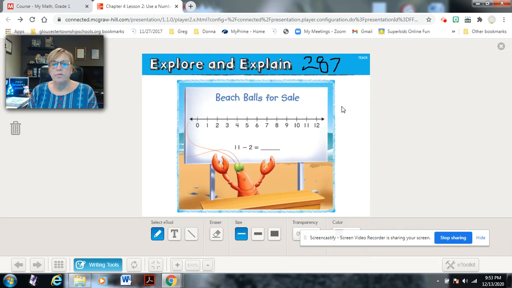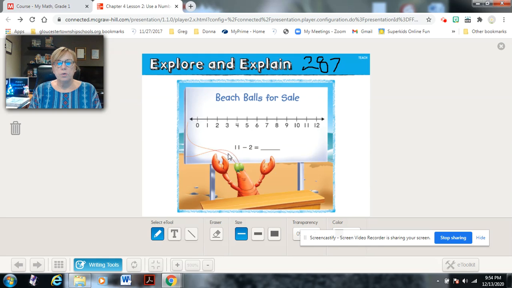And as you can see, it has a little lobster here. And it says beach balls for sale. Okay, so you're going to use, they say, a paper clip or something that you can slide along up and down the number line, okay, so that you can keep it there. And it says a store has 11 beach balls to sell. It sells 2 of them. So how many beach balls do they have left?